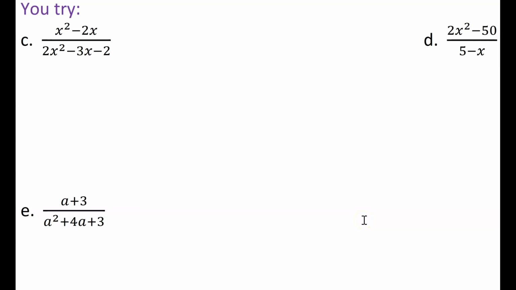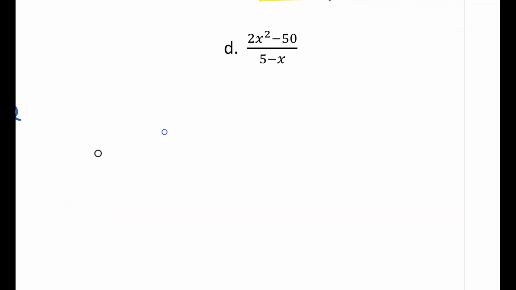Okay, so let's look at the first one. What's our final answer? X over 2x plus 1. X over 2x plus 1, and x cannot be equal to 2. Okay. Alrighty. D is a little bit trickier.